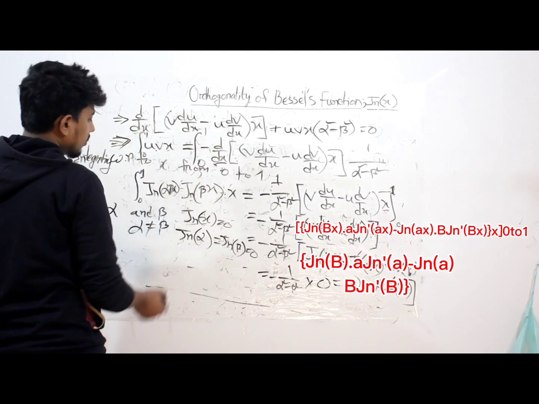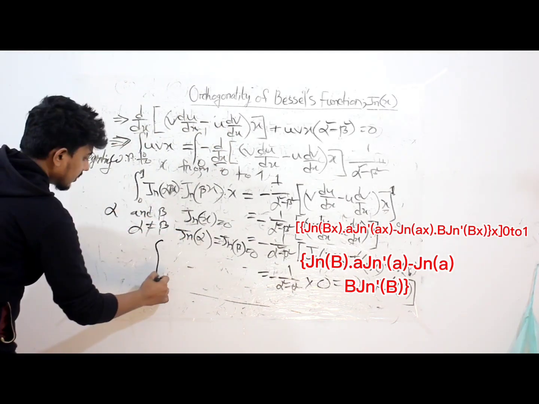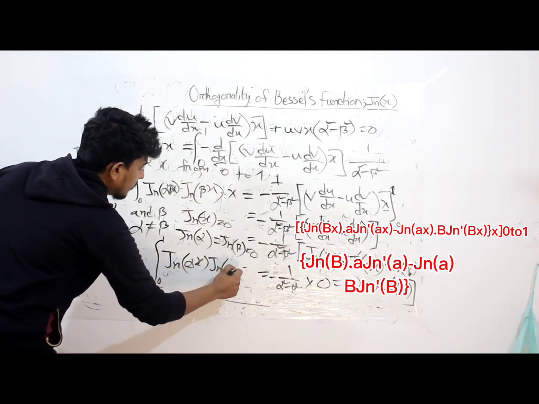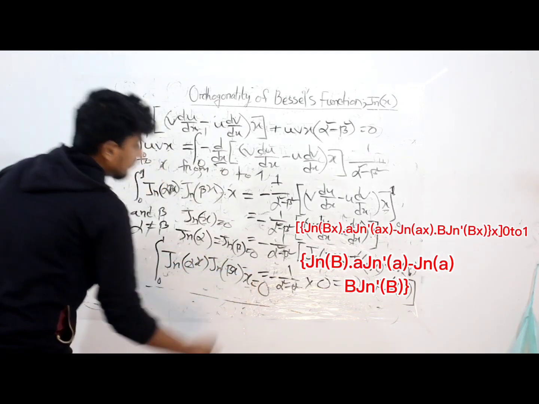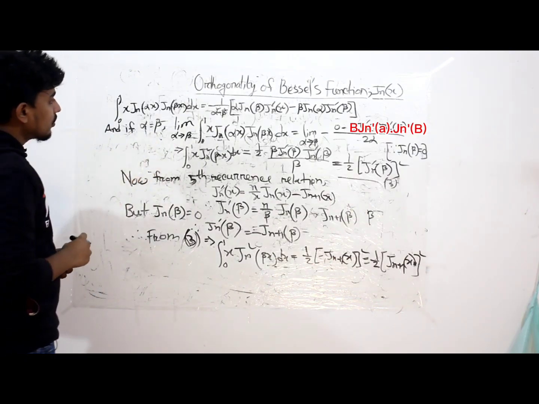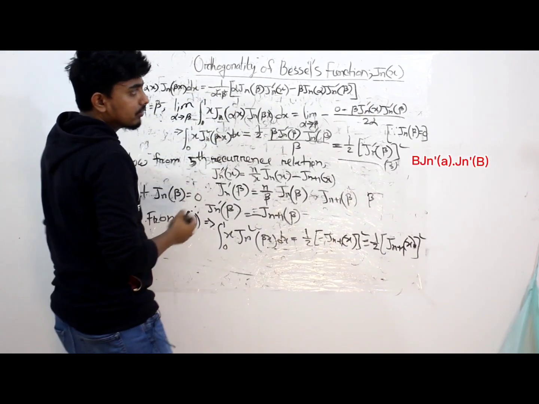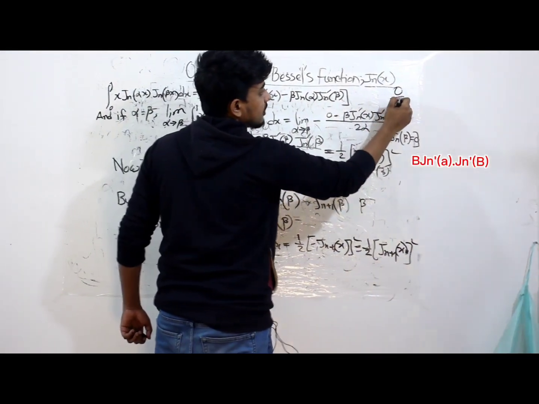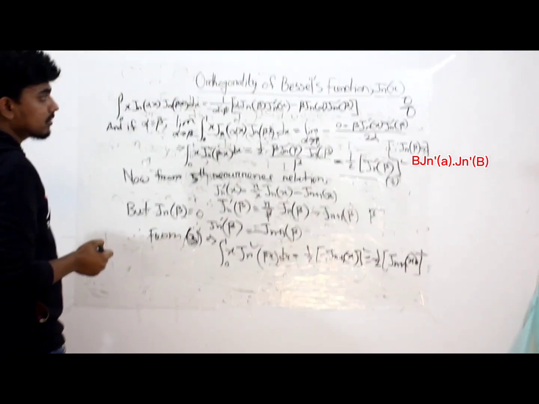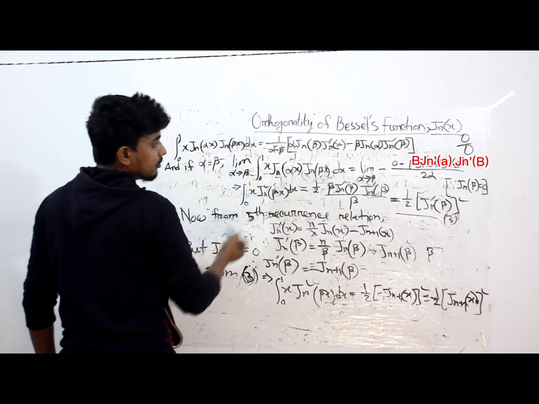That means if alpha is not equal to beta, that is, alpha and beta are two distinct roots of Jn of x equals 0, then we can write the integral from 0 to 1 of Jn of alpha x into Jn of beta x into x dx equals 0. If alpha equals beta, that means alpha and beta are equal roots, then this equation will take the form 0 by 0. That means we can use L'Hospital's rule. We will take the limit on both sides.